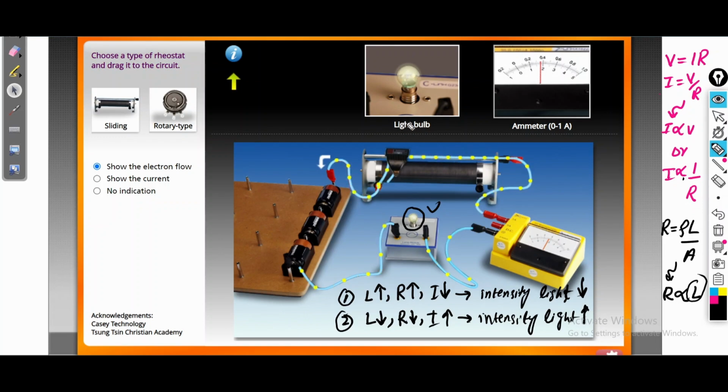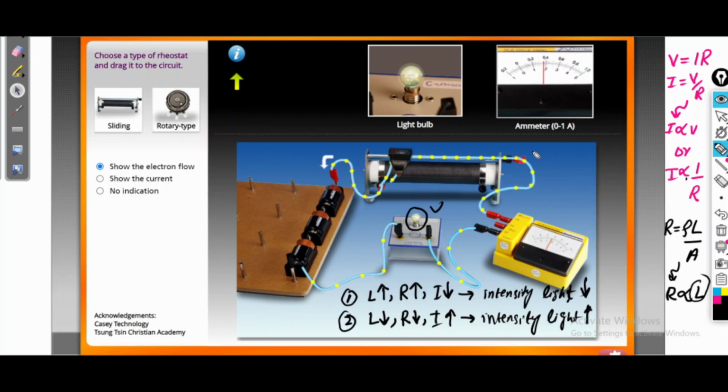So in other words, we can control the flow of the charges, we can control the current in this circuit, by changing the length of the wires. If we increase the length of the wire, the current will decrease, and if we decrease the length of the wire, the current will increase. And in this way we will take the desired current from the circuit.